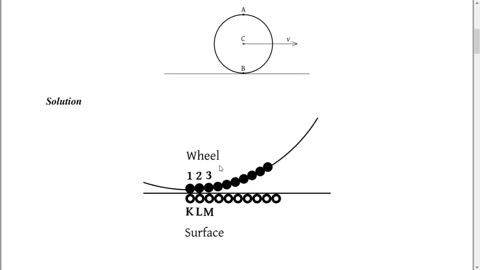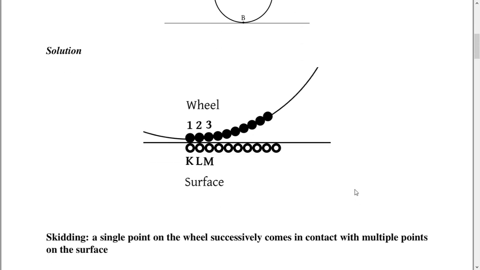Now rolling without slipping is between slipping and skidding. In the sense that when the wheel is rolling without slipping, at t equals 0, 1 comes in contact with K, the next instant 2 comes in contact with L, the next instant 3 comes in contact with M and so on. There is a 1-to-1 correspondence between the points on the wheel and points on the surface. This is a very layman's way of understanding rolling without slipping, but for a rigorous treatment we will need to use angular displacement, angular velocities and so on, which we won't get into right now.